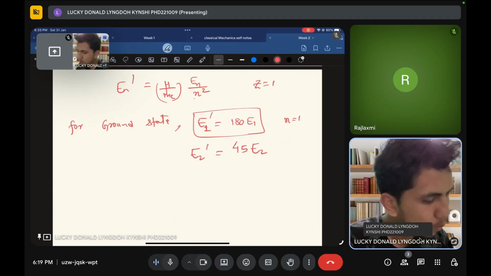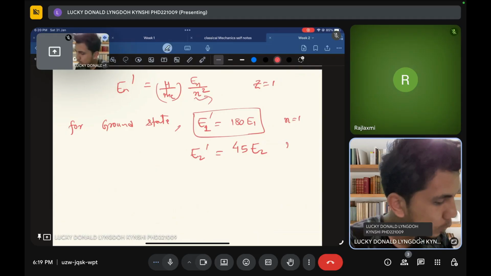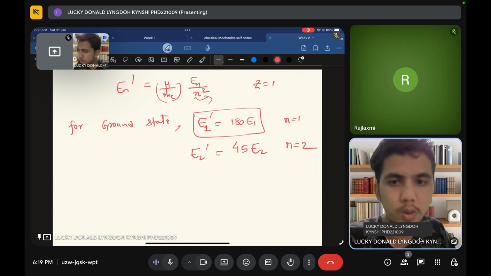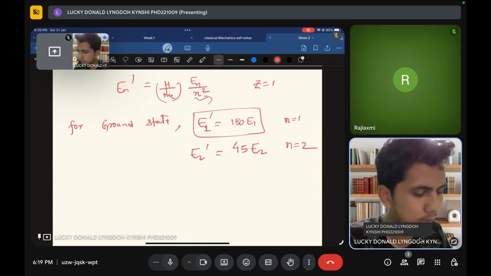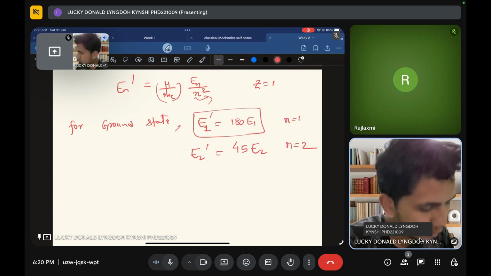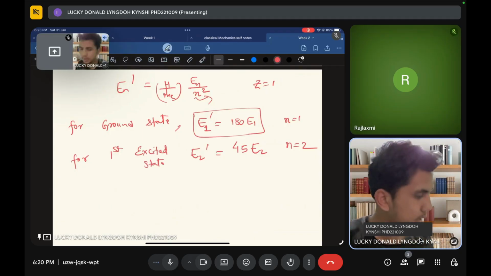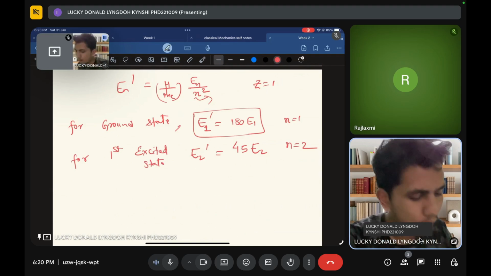How do you get E2 prime? By just substituting n equal to 2. It's the same thing: you use mu by m equal to 180 and E1, and in n square you substitute 1 for the ground state and 2 for your first excited state. Now, the question is to find the longest wavelength.